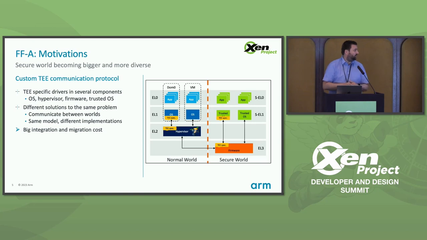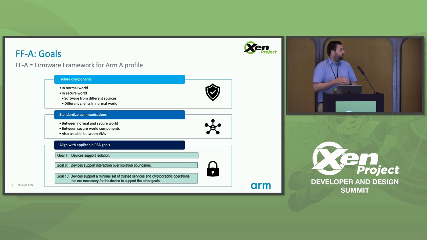So this is where we started to think of the FFA standard to simplify those things. FFA stands for Firmware Framework for ARM A profile. There are too many Fs. And it has three main goals. The first one is to isolate the software components in the normal world, so VMs, providing services to several VMs, but also in the secure world, so that we can have elements in the secure world coming from different providers and have a standard way to isolate them in boxes.